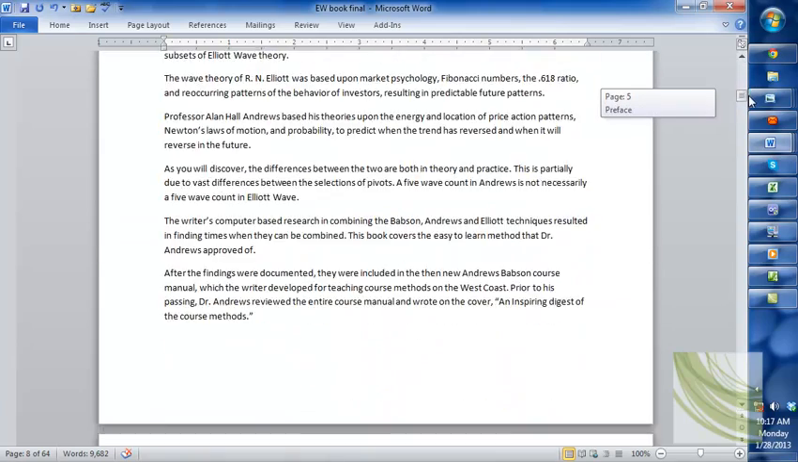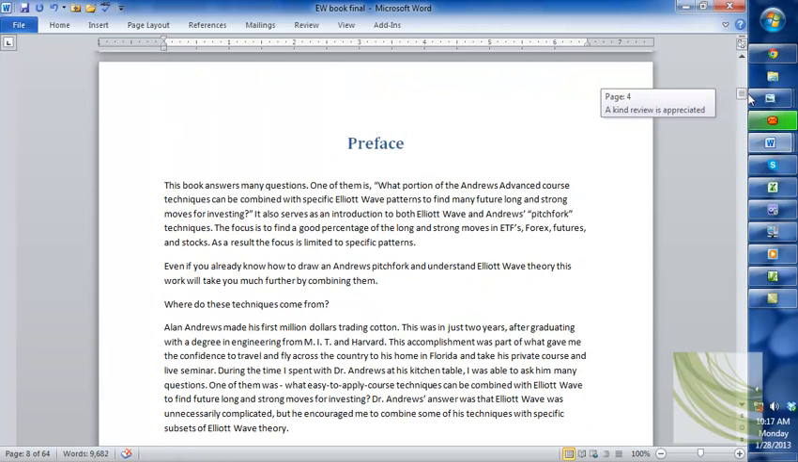Okay, so let's go back to the preface and the book. This book here answers a whole lot of questions, and one of them is what portion of the Advanced Andrews course techniques can be combined with specific Elliott wave patterns, very specific ones, not all of them, in order to find many future long and strong moves for investing. And if you don't understand Elliott, if you don't understand Andrews, not a problem. We'll cover all that stuff. If you understand some or both of them reasonably well, this will probably add to your understanding of them.